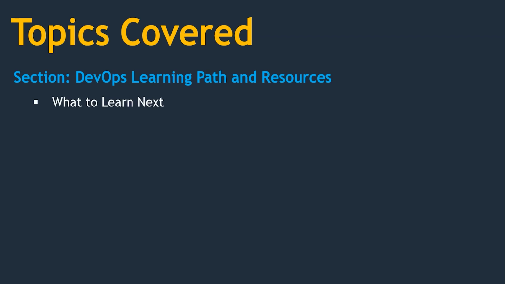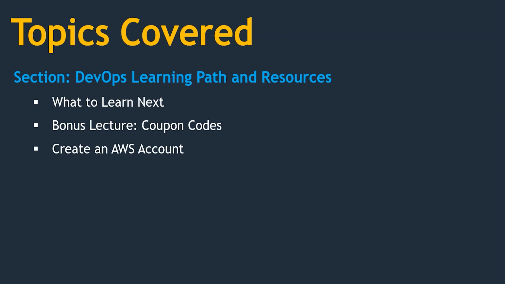In this section we are going to see the DevOps learning path and some additional resources. What courses you can learn next as part of your DevOps journey, a bonus lecture about coupon codes of our other courses, and creating an AWS account, which you may not know while doing this course.